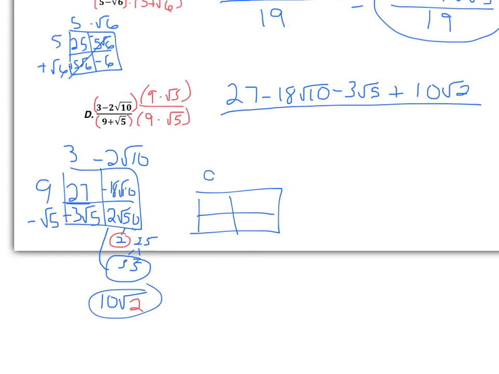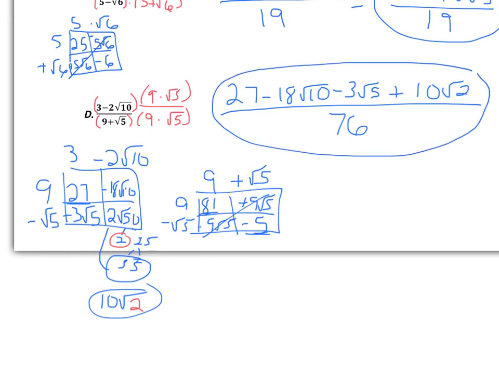and if you remember, we have conjugates, 9 plus root 5, 9 minus root 5. 9 times 9 is 81, then we have plus 9 root 5 and minus 9 root 5, and those cancel, and negative times positive is negative, root 5 times root 5 is 5, and so we have 81 minus 5 is 76. And everything is simplified, so this is our answer.